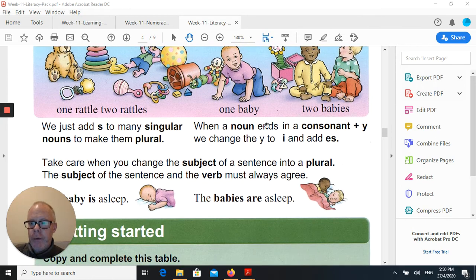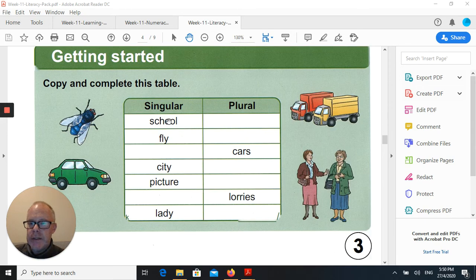If you scroll a bit further down the page, you'll notice that you've got a list of singular nouns and a couple of plural nouns. Your job is to simply fill in the blanks. So instead of school, you've got more than one school, so it's going to be, should I give you the answer? No, I'm not going to give you the answer. Instead of fly, you'll have, I'm not going to give you the answer, but have a look at that last letter of that particular noun.